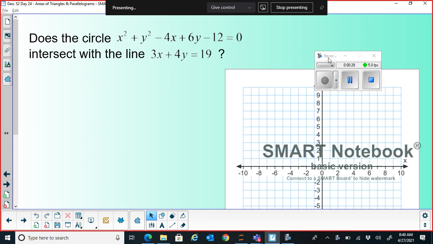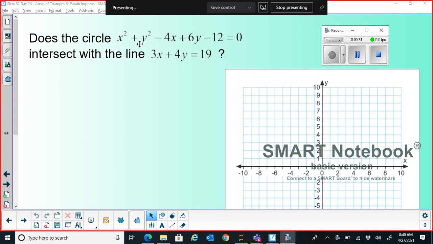Okay. They're asking us, does the circle x square plus y square minus 4x plus 6y minus 12 equals 0 intersect with the line 3x plus 4y equals 90? To see that, we have to construct both of these in this graph, and then check whether they do intersect or not. For that, first let's convert this general form into a standard form. Standard form, you already are aware, is of the type x minus h whole square. Let me find the standard form.